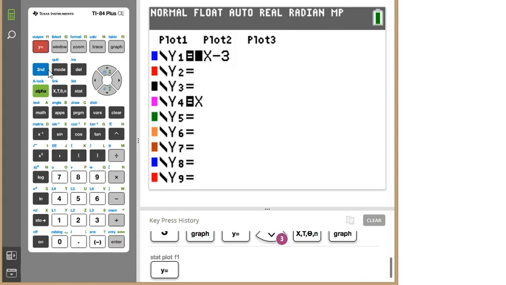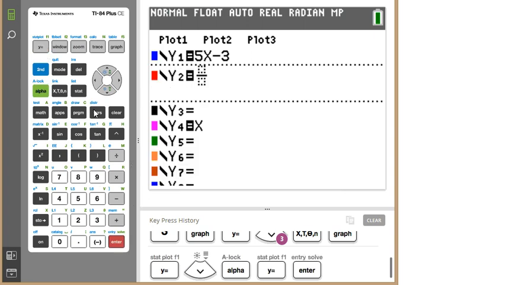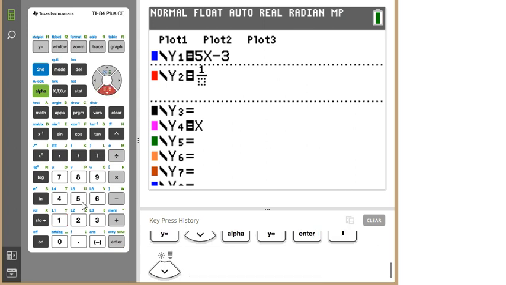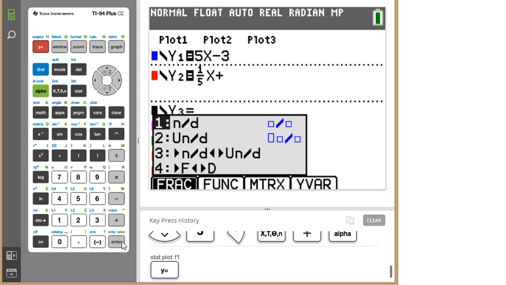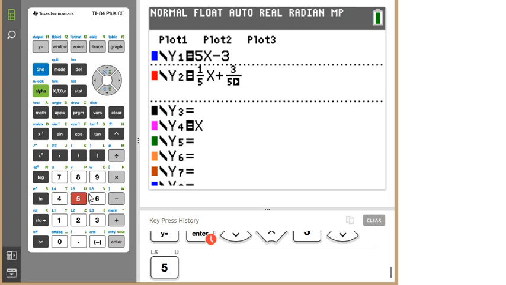So go here and go ahead and make this red. Alpha y equals, okay, we have 1/5. And I hope that you remember that that would be the same as 0.2x plus 3/5. I'm just going to go ahead and create a fraction, 3/5. Oops, didn't get that for some reason. 3/5, there we go. And see what that looks like.